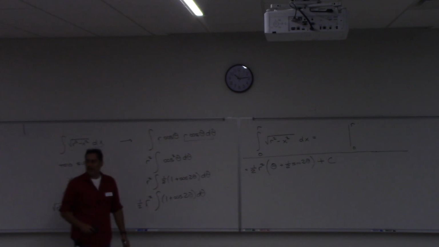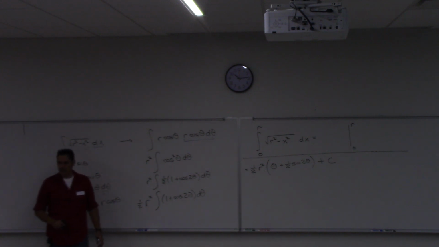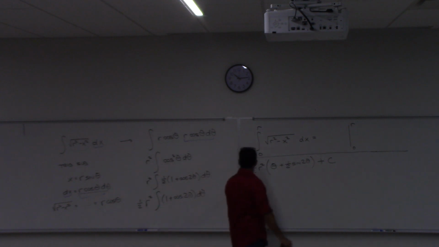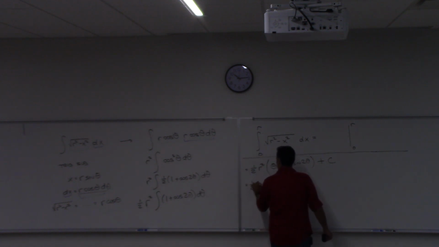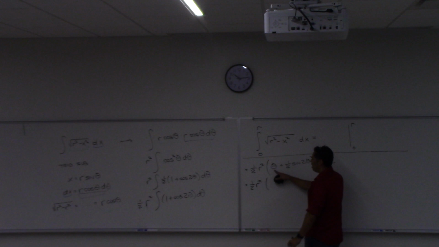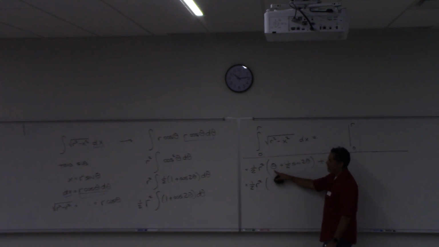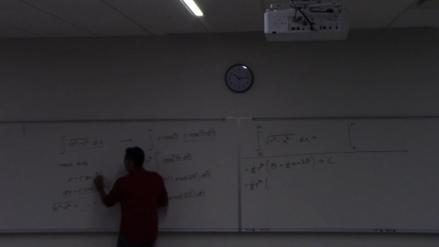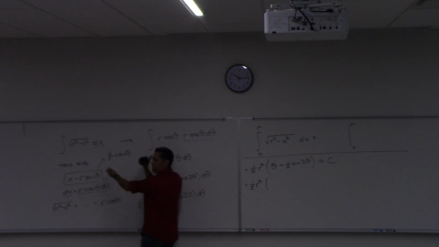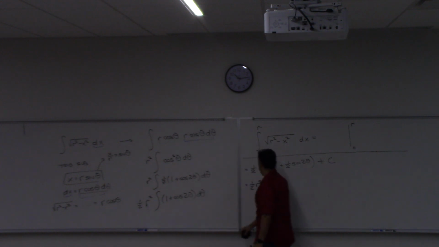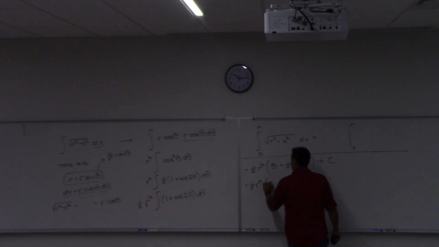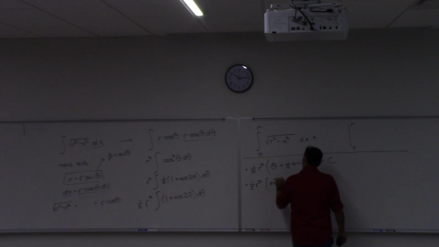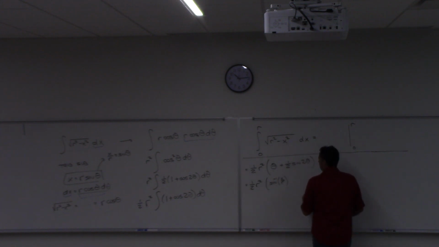We have to get everything back in terms of x now, right? Everything back in terms of x. 1/2 r squared. Okay, what's theta in terms of x? How do you get to theta? You have to take this, solve it for sine theta, and now take inverse sine on both sides. So this will be inverse sine of x over r.